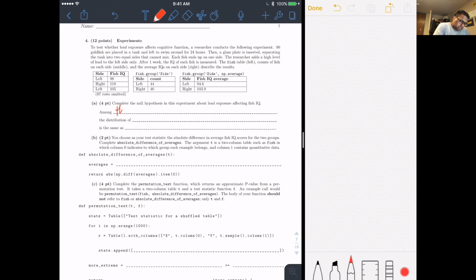So among the fish in the experiment, the distribution of the IQ scores of the fish with none exposed to lead is the same as the IQ distribution.